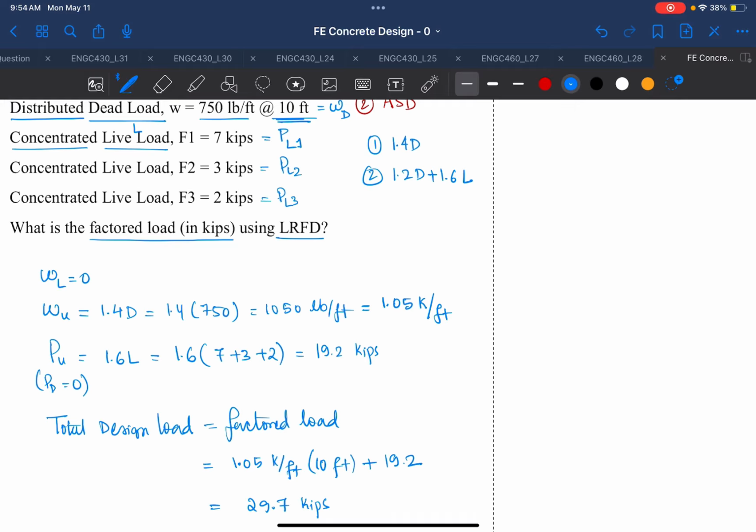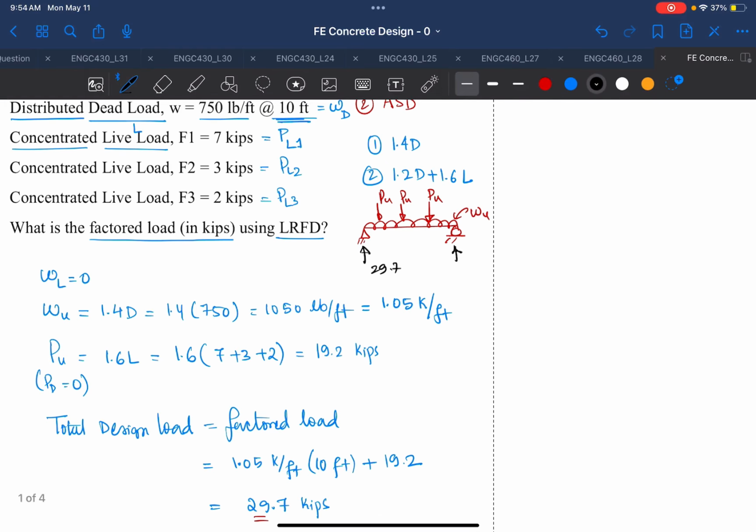So in this case, what does it mean? It means that if you have, let's say, a simply supported beam with a distributed load WU, and then you have PU, this is what you're going to design your beam for. So you're going to design for PU and WU, and if you combine them together, you'll get a total factored load. And what does this do in your design? It helps you to find the reaction. When you do the reaction, you'll see that this will be 29.7.